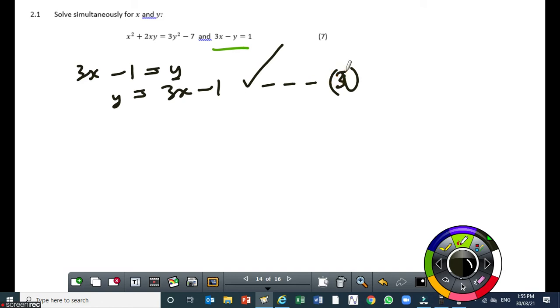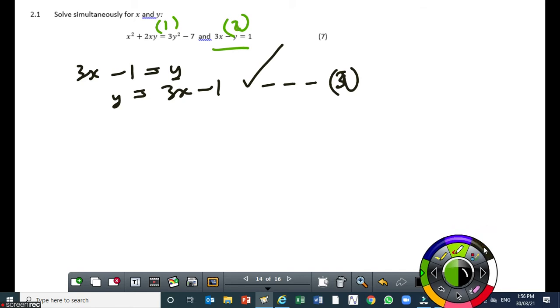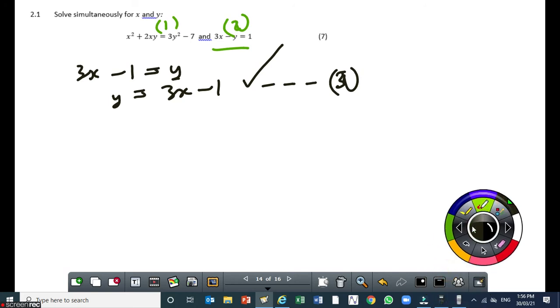Okay? Because this quadratic, we call it equation 1, that one equation 2. Let me just label them. So this is my first equation, that will become my second equation. The third equation is actually the second equation, but simplified by making y the subject. So you get 1 mark for making x or y the subject.